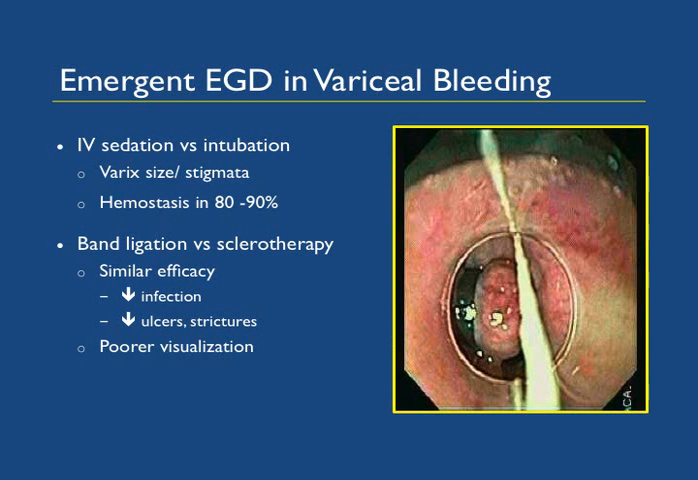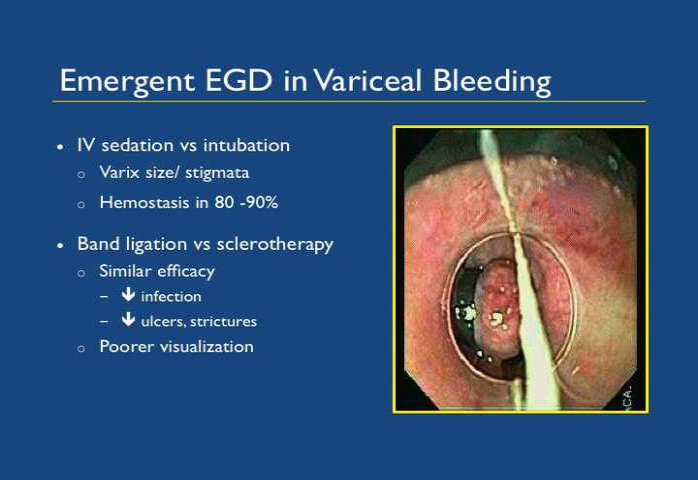Endoscopy is the cornerstone of management of variceal bleeding. Again, these patients need to be in a monitored environment. They're going to require IV sedation. Some will require intubation. And the likelihood of bleeding and interventions is based upon the endoscopic findings, in that patients who have large varices should undergo immediate ligation or sclerotherapy, and endoscopy is highly effective with control of bleeding in at least 80 to 90% of patients.